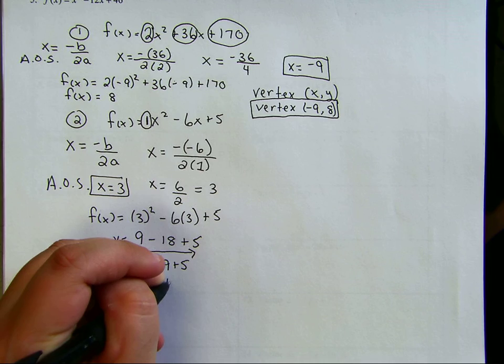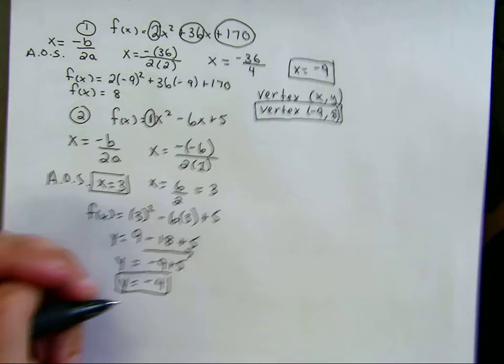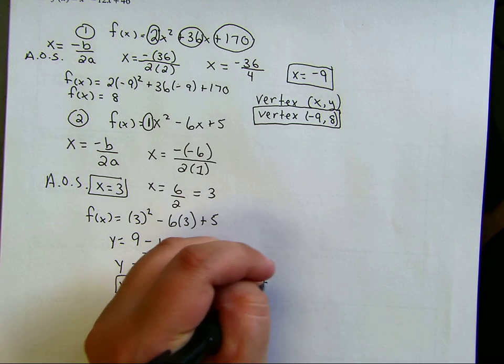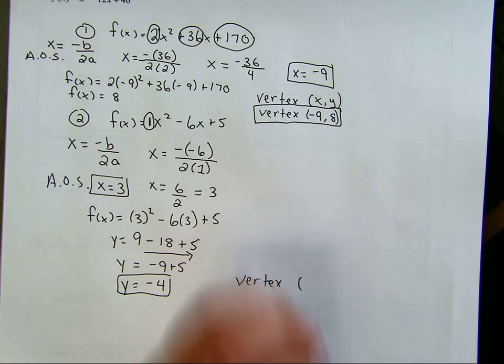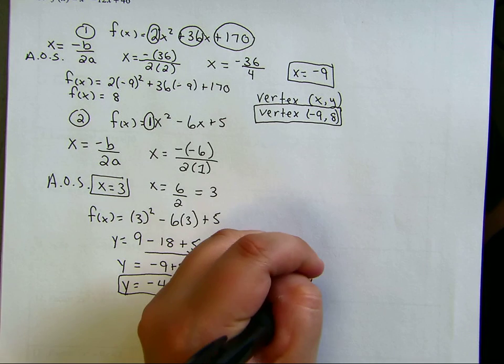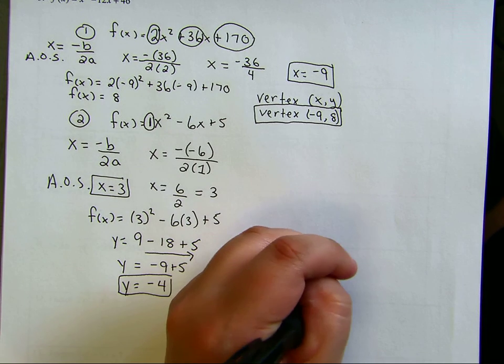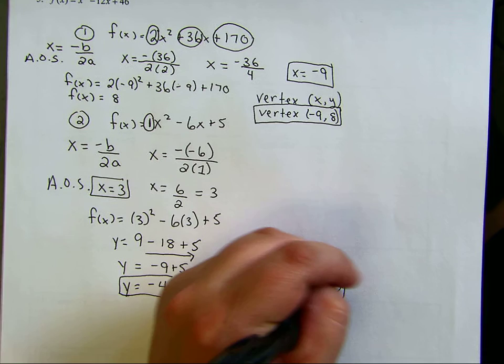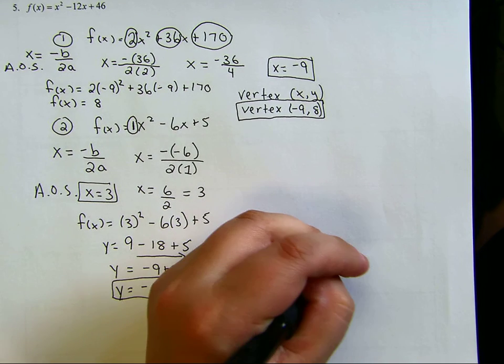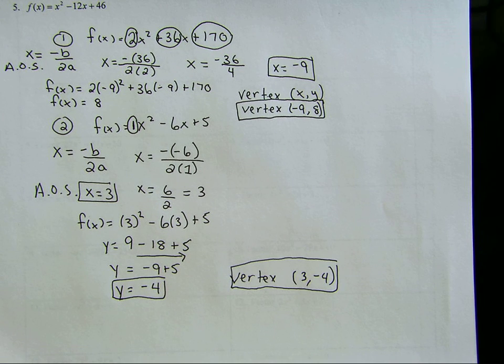which is negative 4. Now since our vertex is an ordered pair, you just combine the answer that you got, x equals 3 and y equals negative 4. So that's all you have to do for axis of symmetry and the vertex.